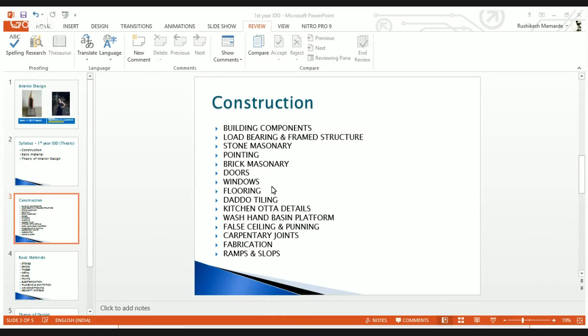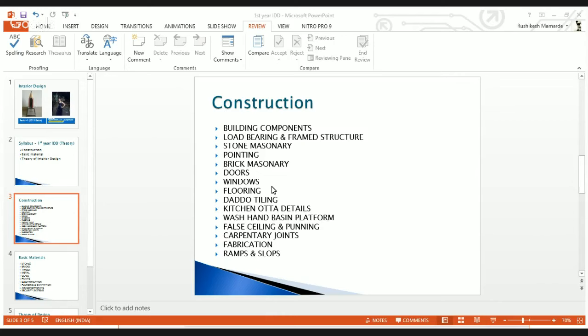Then the flooring. There are different types of flooring, and different types of material are used for flooring, like wooden flooring, stone flooring, tile flooring, and many more. We are going to study everything in detail, like how the wooden flooring is fixed, the procedure, and how the tiling is done.